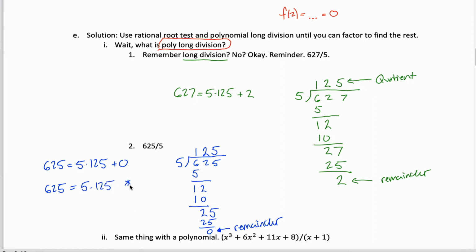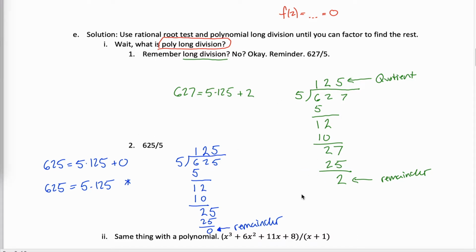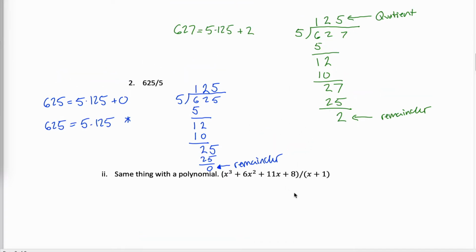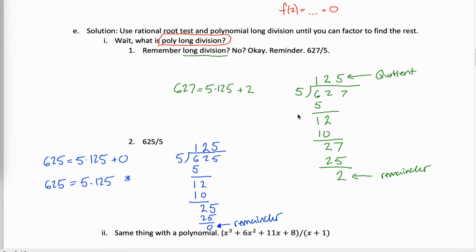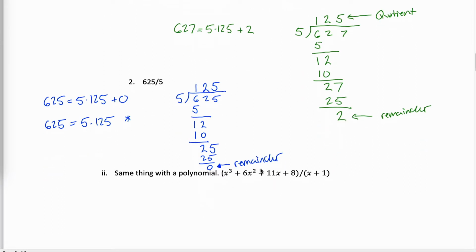This will end up being a special case that we want to think about when we deal with polynomial long division. So I wanted to show it to you with long division. Hopefully that wasn't too much of a waste of your time and it reminded you of some stuff that maybe you knew in the past. Let's see if we can use that same algorithm to do polynomial long division. So now instead of taking 627 and dividing it by 5, I'm taking x cubed plus 6x squared plus 11x plus 8 and dividing it by x plus 1.